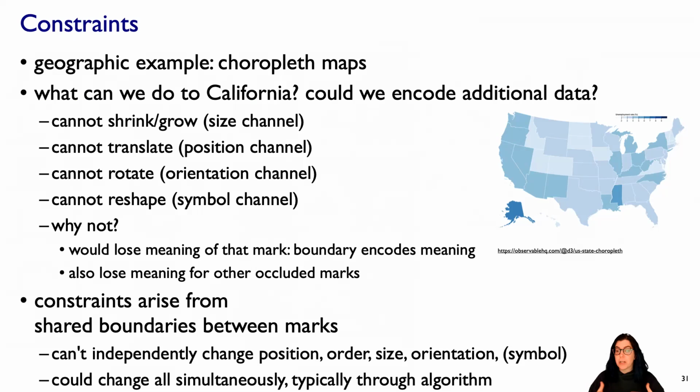Now, you could change everything simultaneously, right? There are some complex algorithms called cartogram algorithms that actually do change all of the geographic regions all at once. We'll talk about those in a later week. So typically, you could do it with an algorithm, you could change everything all at once, but you can't just change one of them.